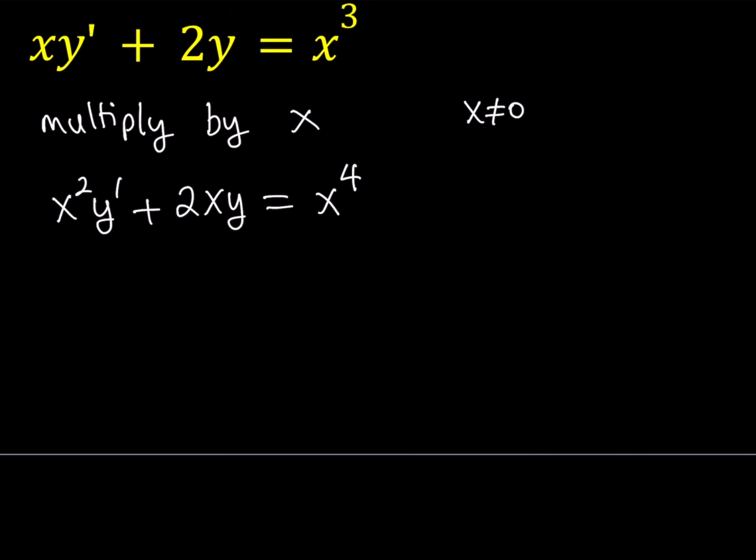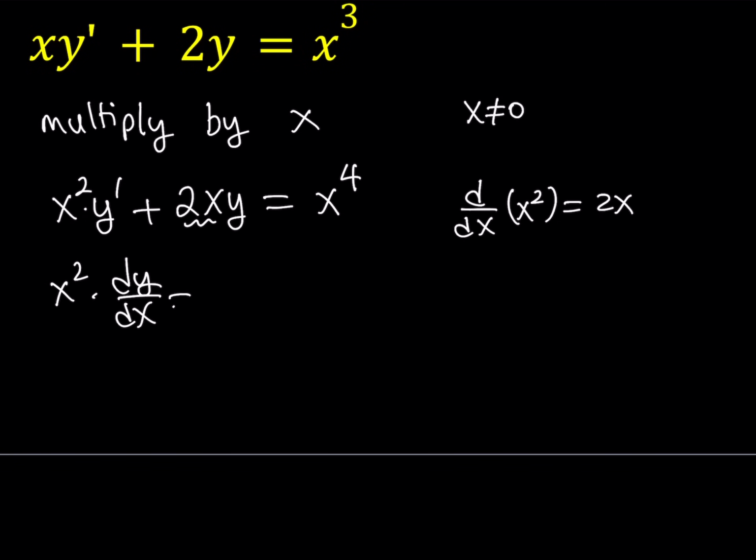Now, here's what I'd like you to notice. I'd like you to notice that we have a product x squared multiplied by y prime, and we have a product 2x multiplied by y. Since the derivative of x squared is 2x, I can just write the y prime as dy over dx, and I can write the 2x as the derivative of x squared. And that should be a plus sign, not an equal sign there. And that equals x to the 4th power.